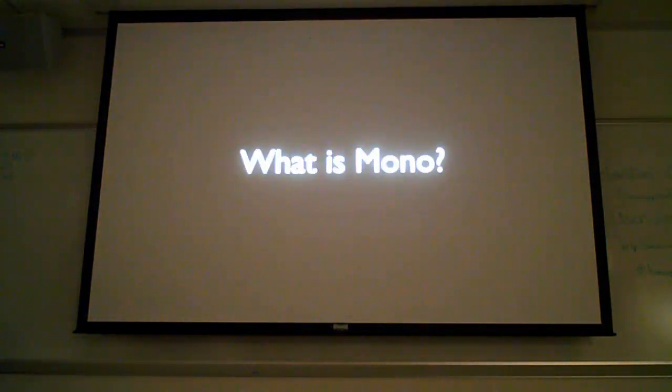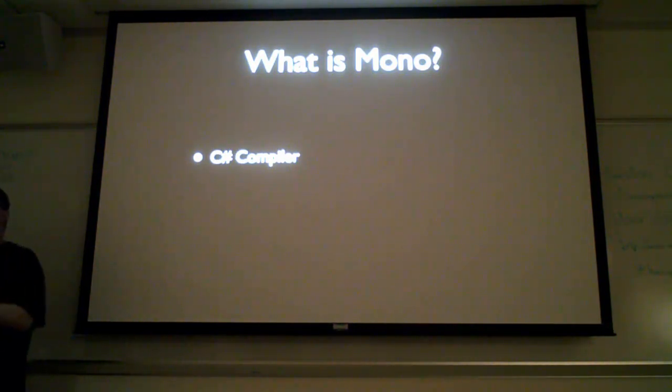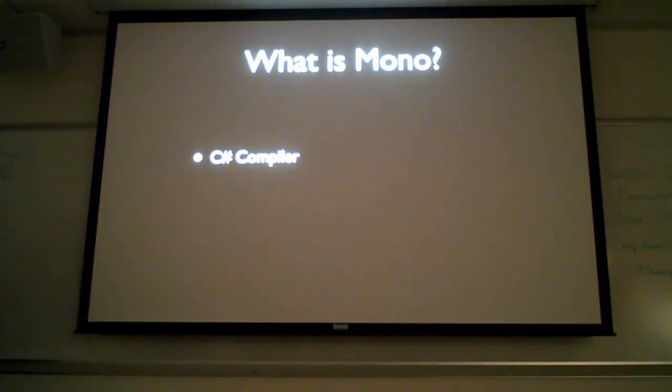So before we get started, since I figured nobody here really knew what Mono was, we're going to have a quick, brief overview of what Mono is. First things first, it's a C# compiler. It has its own C# compiler written in C#. If you would like to know how to write a C# compiler in C#, you can go to the Mono GitHub website and look at their source code. It's open source.